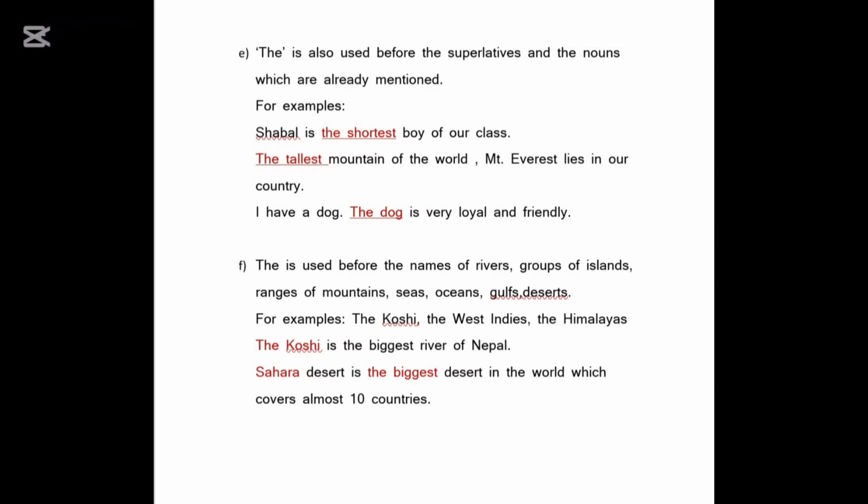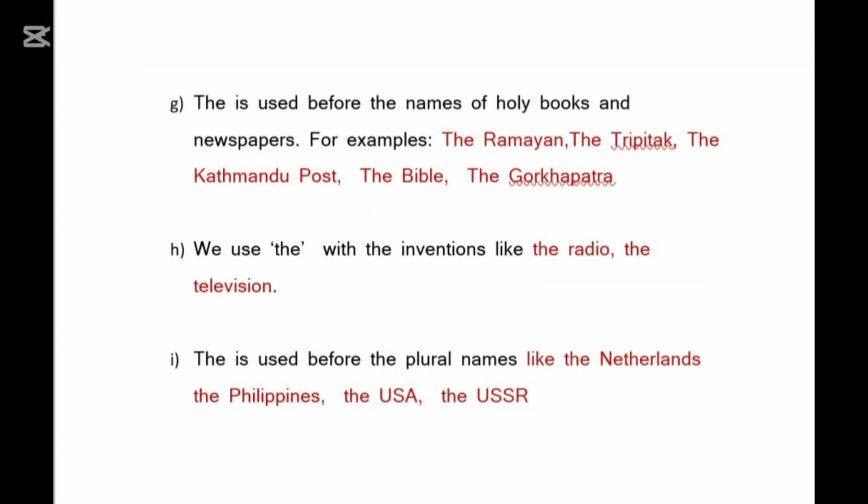Next is before the names of rivers or groups of islands, mountain ranges, seas and oceans, gulfs and deserts. Before all these, we use the article the, like the Kosi, the Bagmati, the Nile, the Amazon, and then the Khumbu Range, the Annapurna Range, the Alps, etc. But we cannot use it before individual mountains.